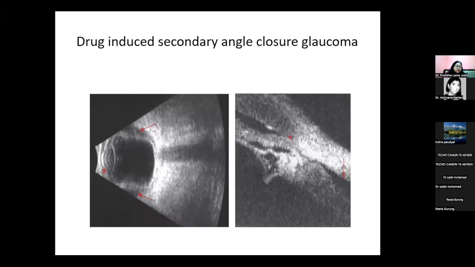This is the ultrasound. In this picture, we can see in the first picture the asterisk sign shows the shallowing of the anterior chamber, and the arrows are showing the choroidal effusions.